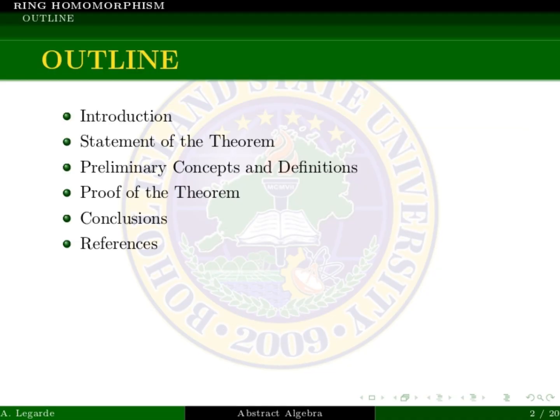This presentation is divided into 6 parts. First, we will begin with an introduction to the topic. Second, we will state the theorem that we want to prove. Third, we will review the preliminary concepts and definitions needed for understanding the theorem, including rings, ring homomorphisms, ideals, kernels, and inverse images. Fourth, we will proceed to the proof of the theorem step by step. And we will summarize the important conclusion obtained from the proof.